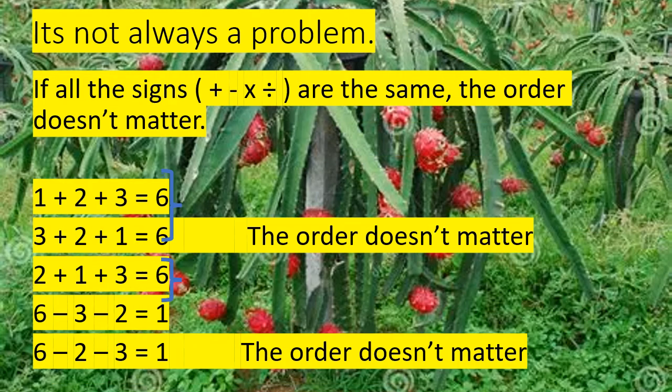It's not always a problem. If all the signs plus, minus, multiply, divide are the same, the order doesn't matter at all. So 1 plus 2 plus 3 equals 6. 3 plus 2 plus 1 equals 6. 2 plus 1 plus 3 equals 6. Same with minus. 6 minus 3 minus 2 equals 1. 6 minus 2 minus 3 equals 1. The order just doesn't matter if all the signs are the same.